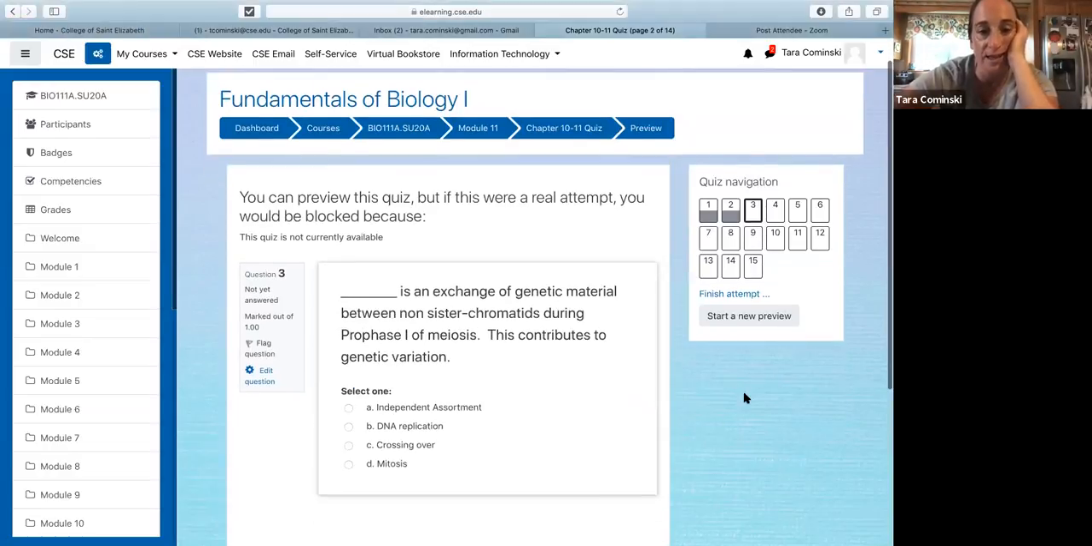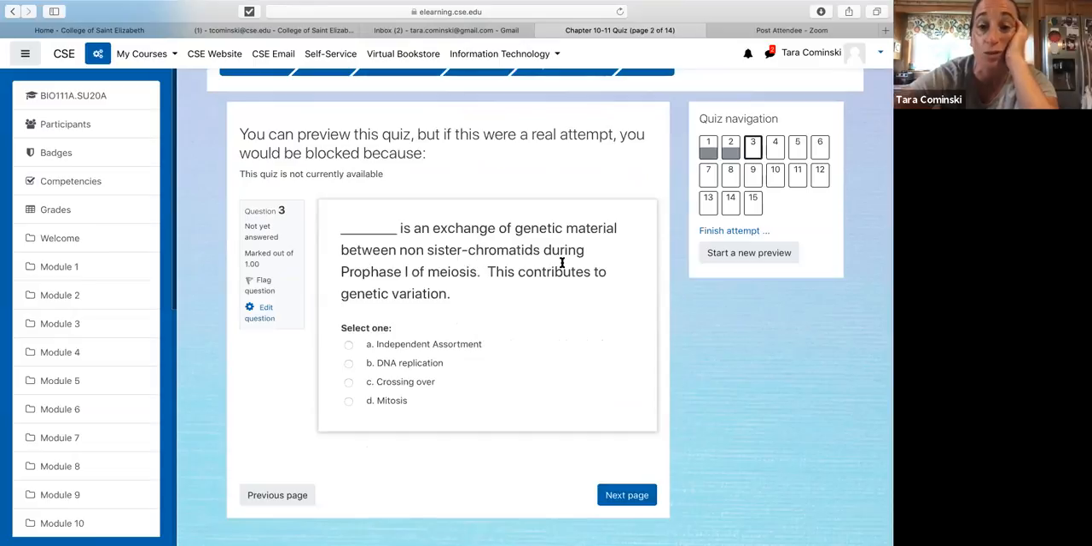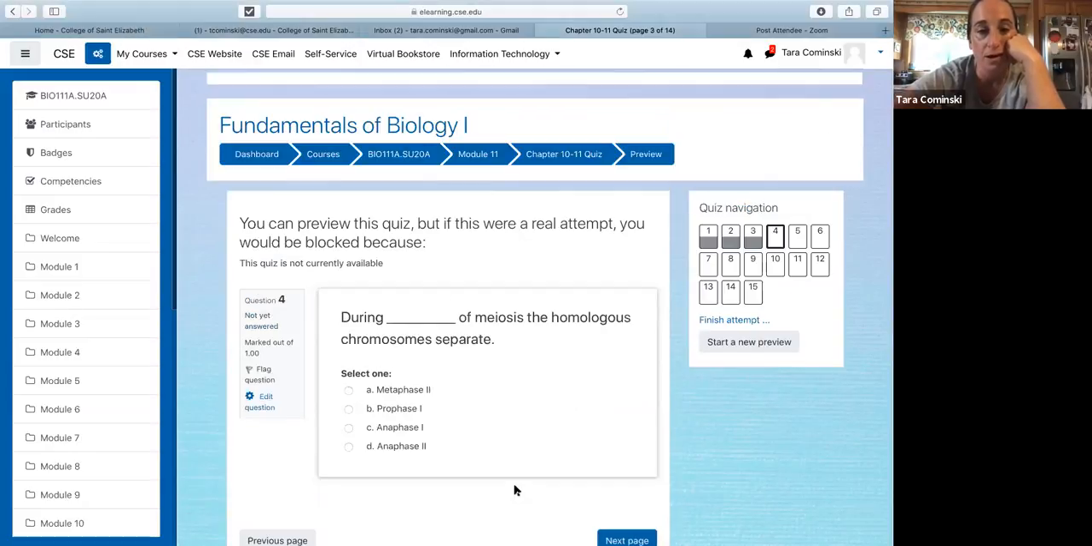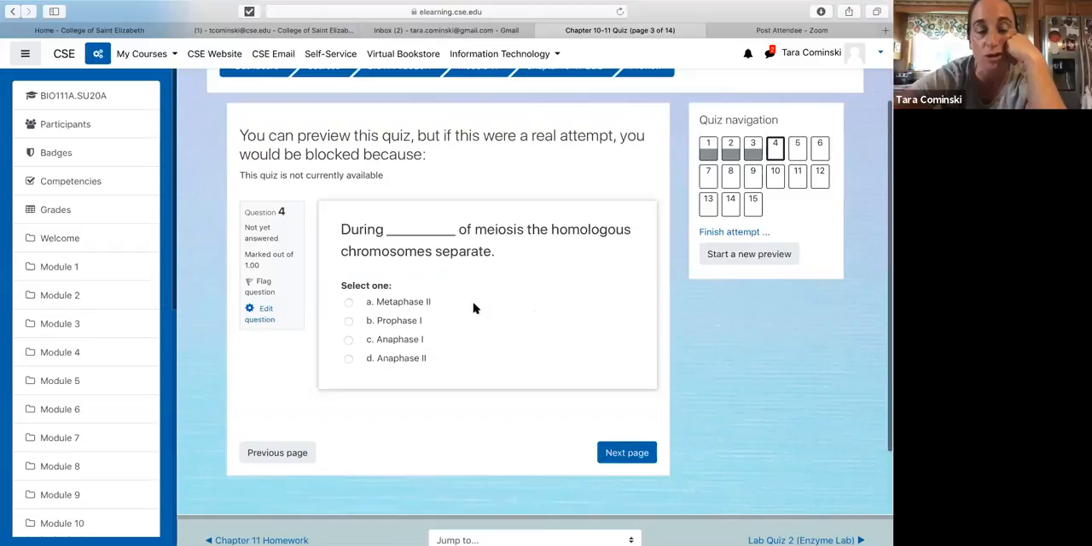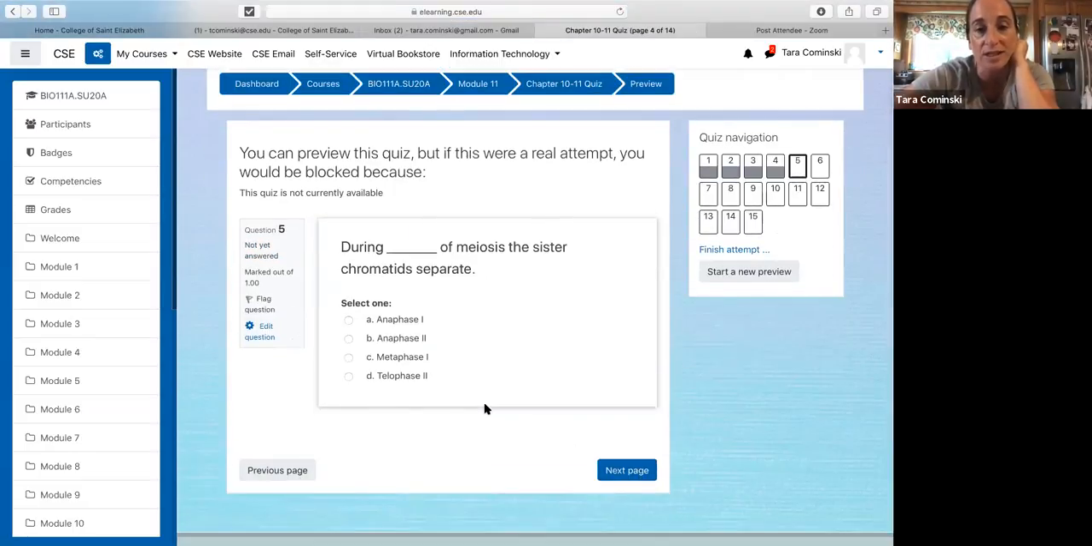All right, blank is the exchange of genetic material between non-sister chromatids during prophase 1 of meiosis. We went through this, right? This contributes to genetic variation; that is crossing over. During blank of meiosis, the homologous chromosomes separate, okay? So this is the homologous pairs separating, not the sister chromatids, and that's going to happen during anaphase 1, not anaphase 2. So in anaphase 1, the pairs separate, and in anaphase 2, the sister chromatids separate. During blank of meiosis, the sister chromatids separate, right? I just said that, and that is in anaphase 2.